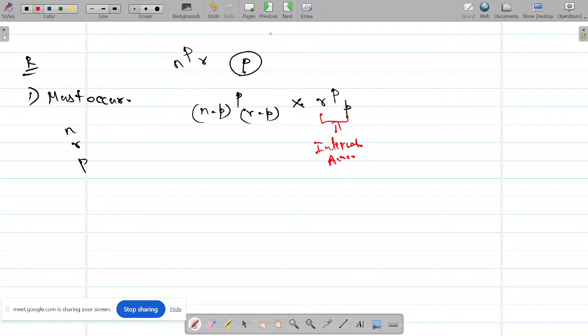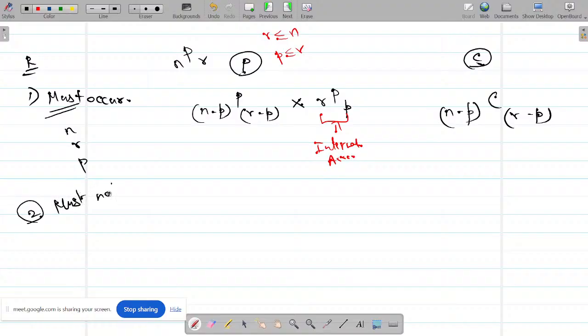And you can also make a note of this. See, we already have this relationship: R is less than or equal to N, right? Likewise, if you talk about R and P, P will be less than or equal to R. So this is about permutation. And combination is quite simple. Always combination is simple. N minus P, C, R minus P, that's it. So this is for the must occur case. Shall I go for the second case? Yes, second case.